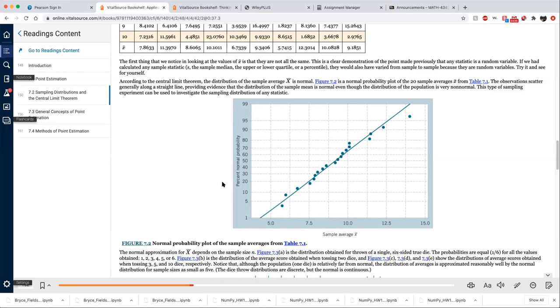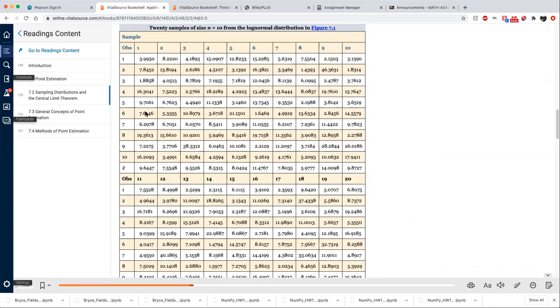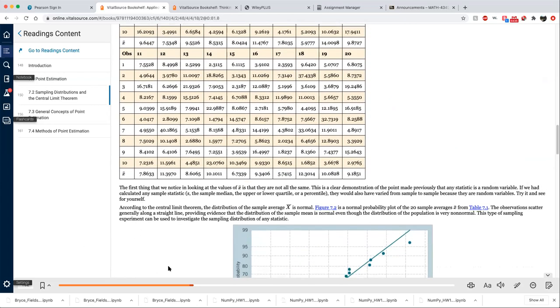one example of a sampling distribution. This is also called a sampling distribution. Okay, so now let's go back to the lecture note.